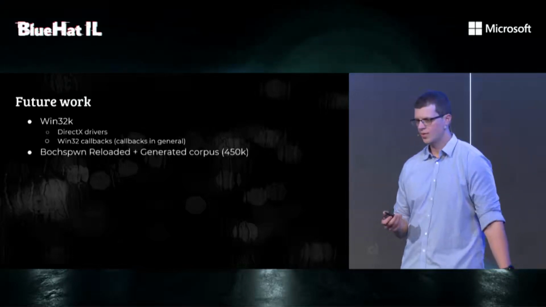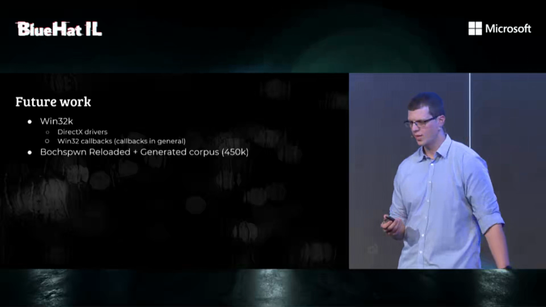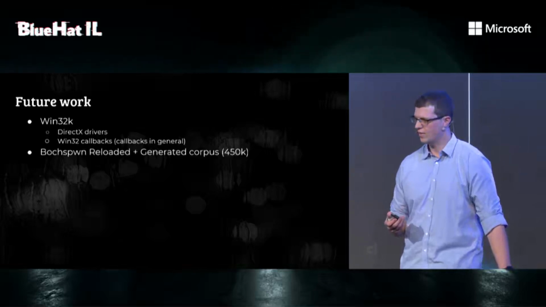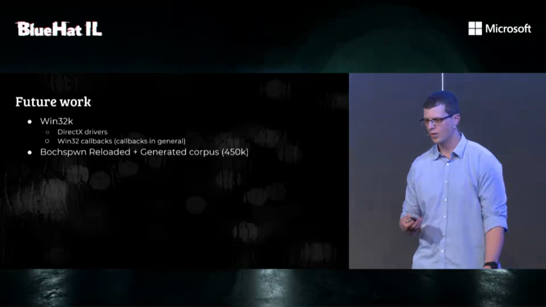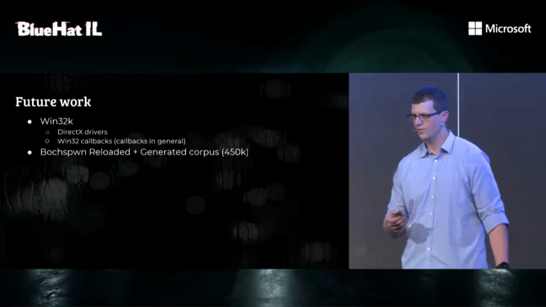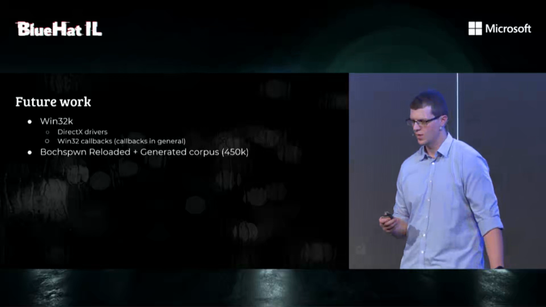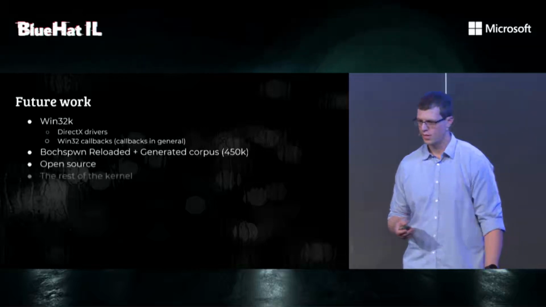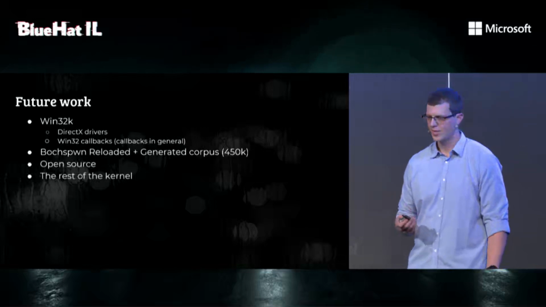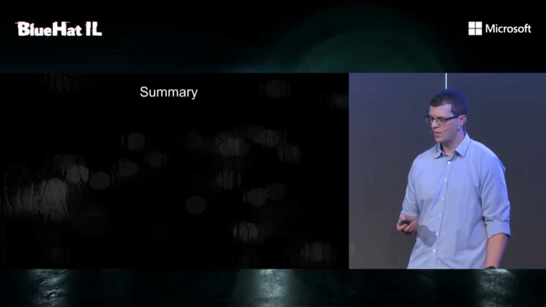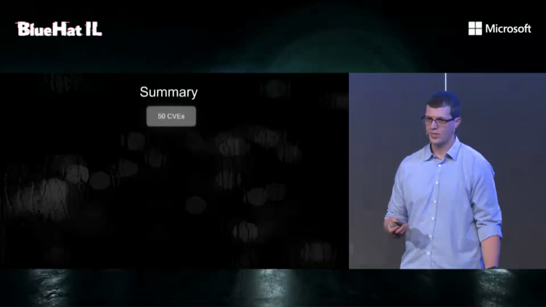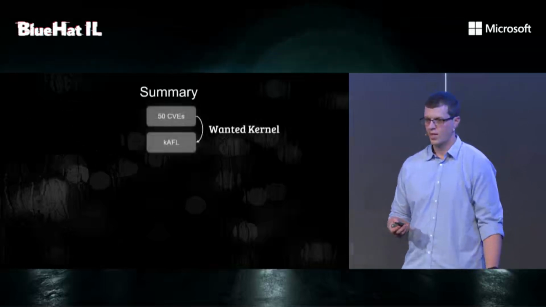We have a huge corpus of programs for Win32k, about 450,000. So we thought to take all of them and run them through other bug oracles, such as Bochs, to see if they find new and interesting bugs. And finally, we want to open source our reports, and finally fuzz the rest of the kernel.